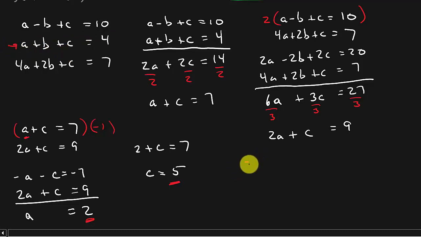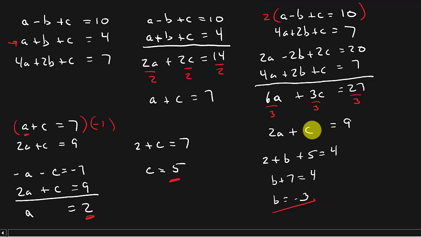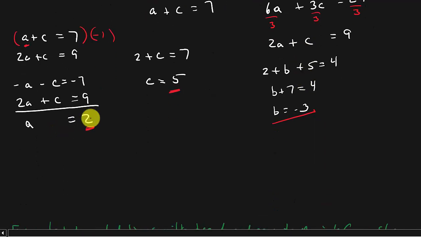And so that's going to be 2 plus b plus 5 equals 4. Let me change colors back to the white. So 2 plus b plus 5 equals 4. So b plus 7 equals 4. So b is equal to -3. Okay, so I've got a, b, and c.